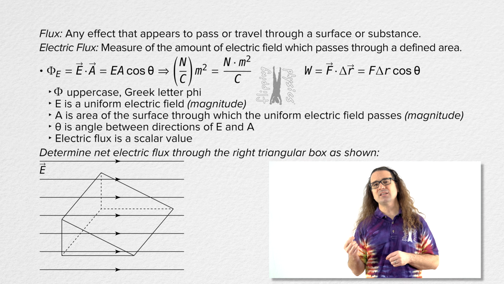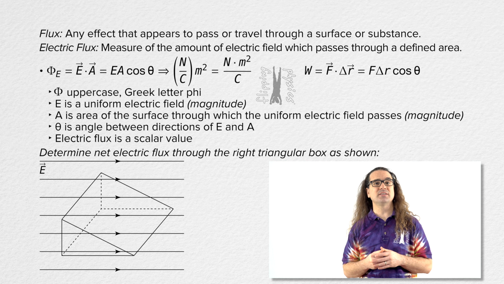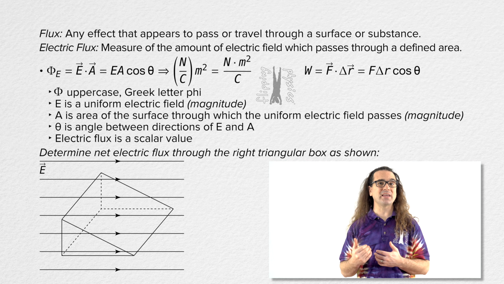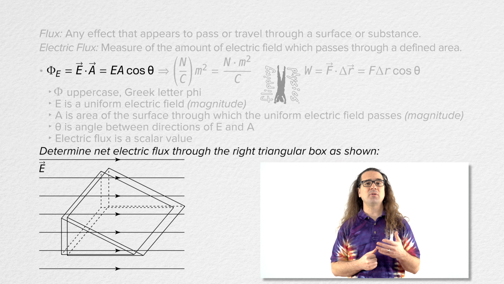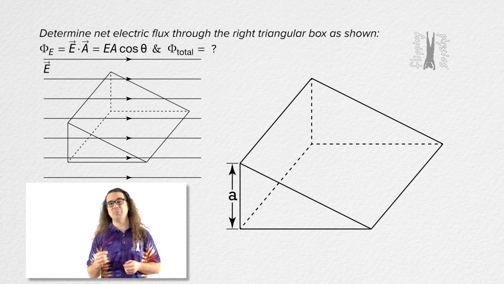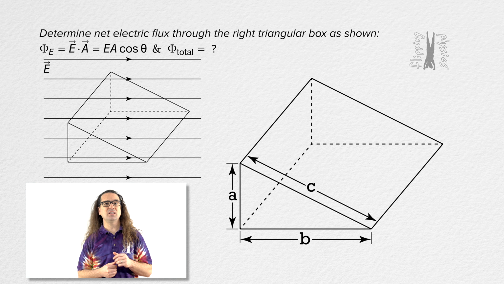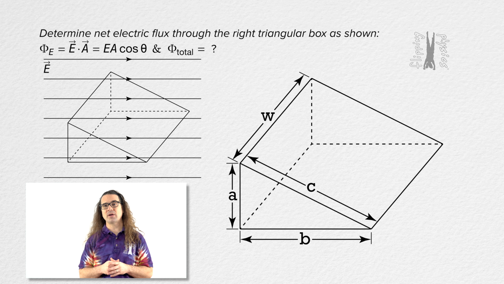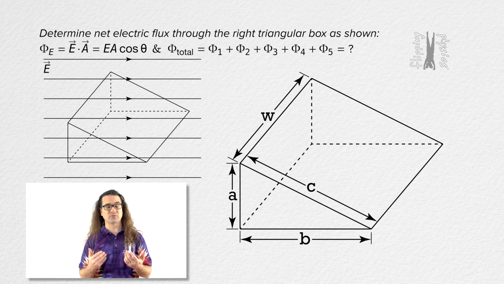To determine the net electric flux, we need to define some dimensions of the right triangular box. Let's label the short side of the right triangle A, the long side B, the hypotenuse C, and the width of the right triangular box W. In order to determine the net electric flux through the closed surface of the right triangular box, we need to determine the electric flux through all 5 sides of the right triangular box, and then sum all those electric fluxes.